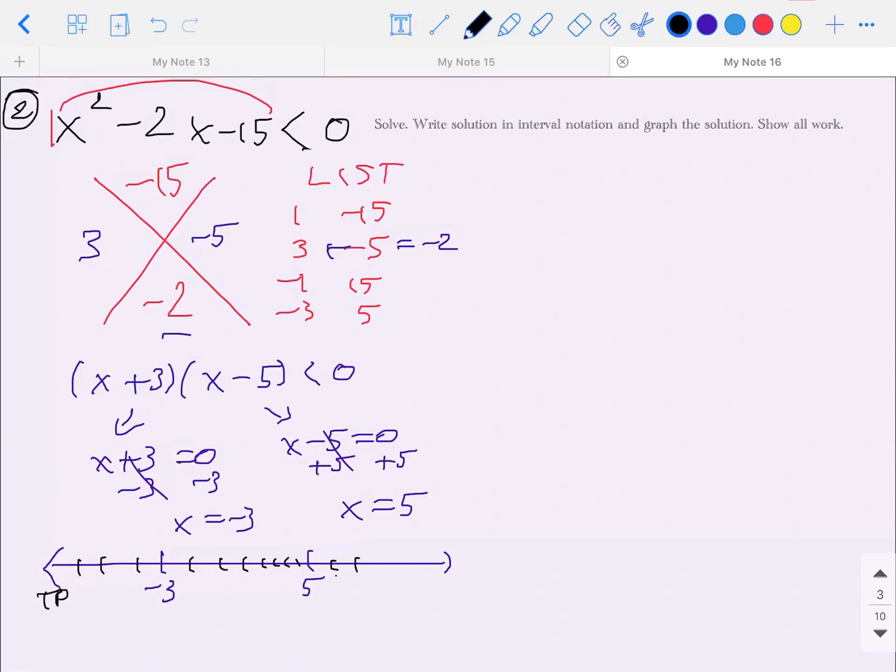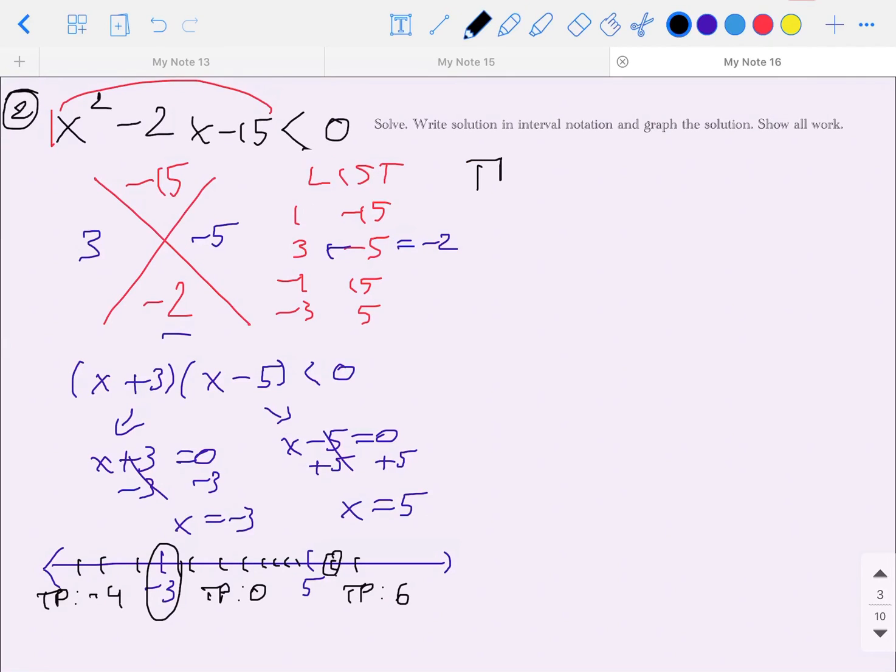Test points. Since negative 3 cannot be used, I'm going to use 1 to the left, so I'm going to use test point negative 4. And then from here, any number between negative 3 and 5 will be used as another test point. So test point, I'll use the convenient number 0. I'll need to utilize this point, so test point 6. So we'll have to test 3 times in order to find out which one of these intervals is actually the correct solution.